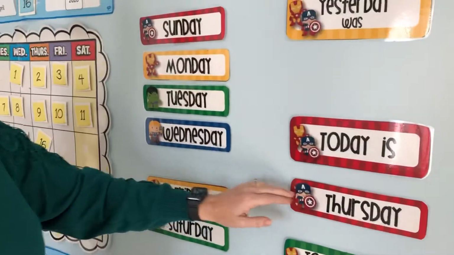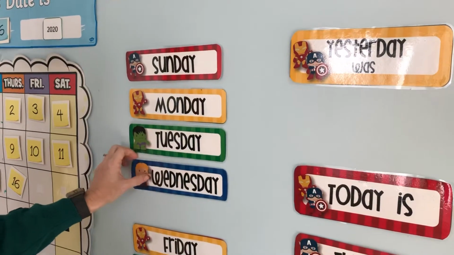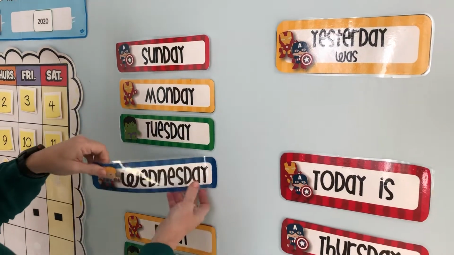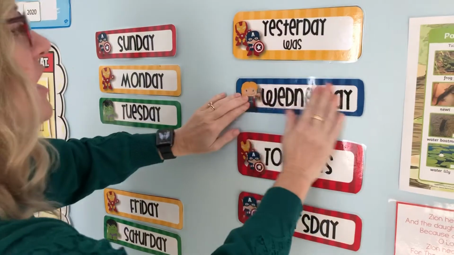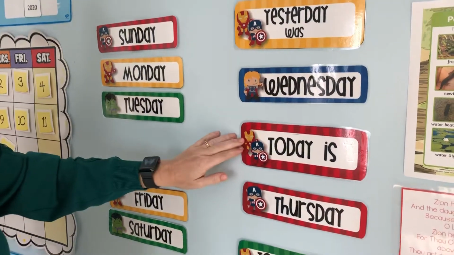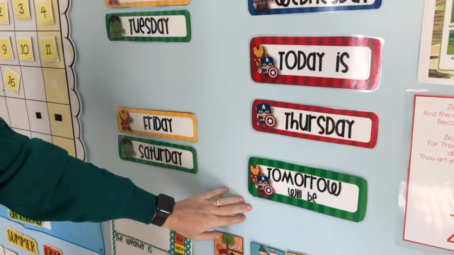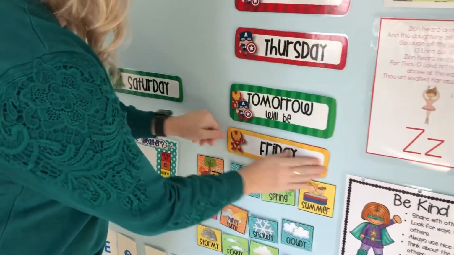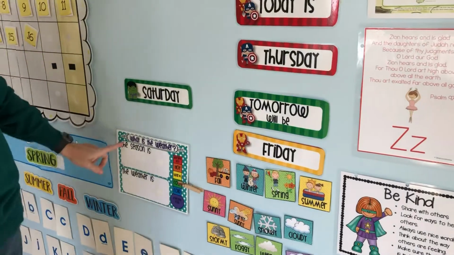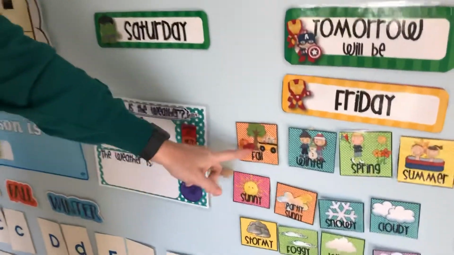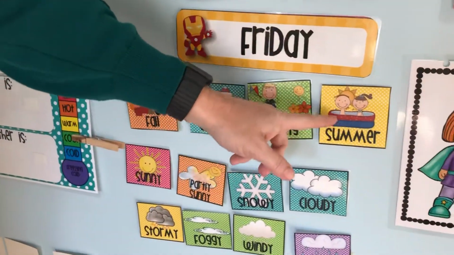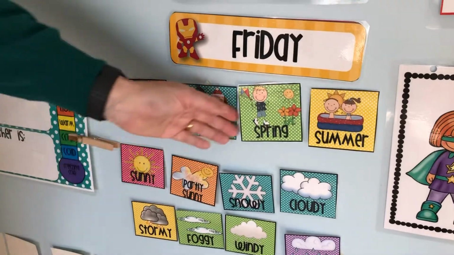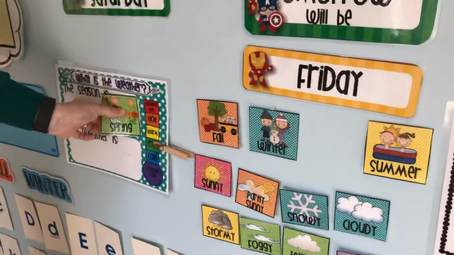If today is Thursday, yesterday was Wednesday. Good job. So yesterday was Wednesday. Today is Thursday. Tomorrow will be Friday. The season, is it fall, winter, spring, or summer? The season is spring, that's right.